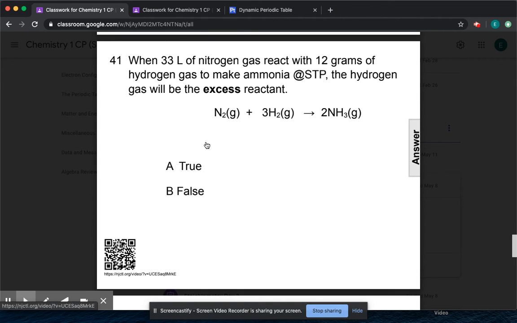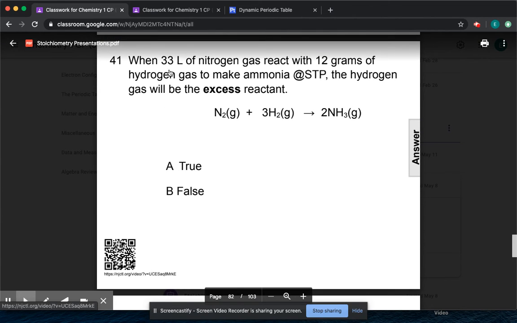Here's another more realistic example. We have 33 liters of nitrogen gas and we have 12 grams of hydrogen. It's saying that the hydrogen is excess. The hydrogen is excess, true or false? We need to prove that. So we have to work from scratch. Step 1, convert everything to moles.